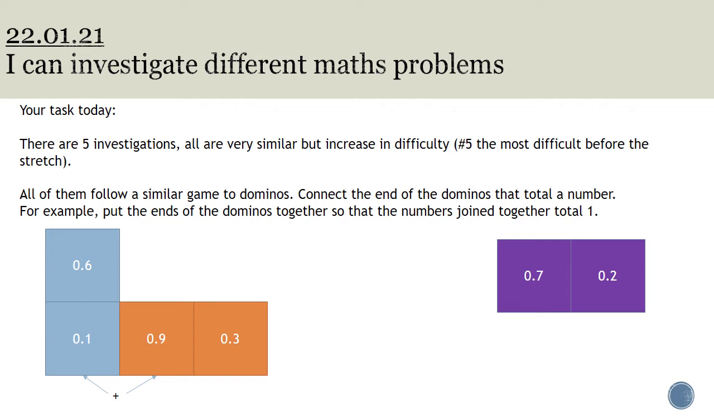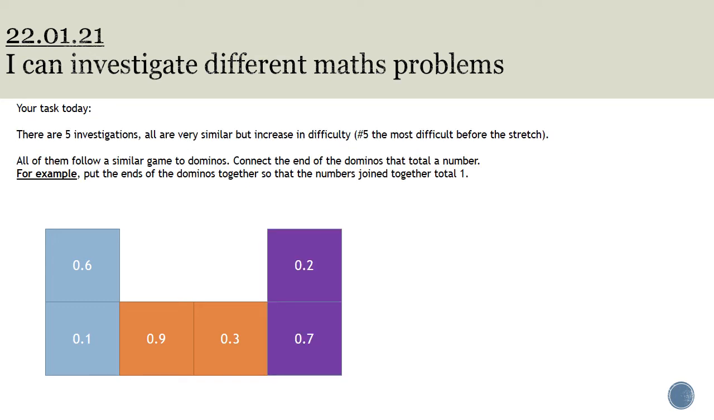Well, 0.7 added on to 0.3 would make 1, because 7 add 3 makes 10, and they're in a tenths column. And so they might join together like this. Let's add another domino to the equation. So now we have 0.5 and 0.8.